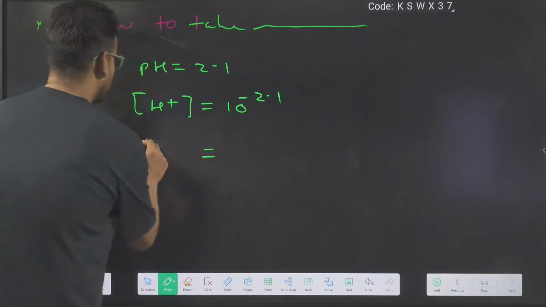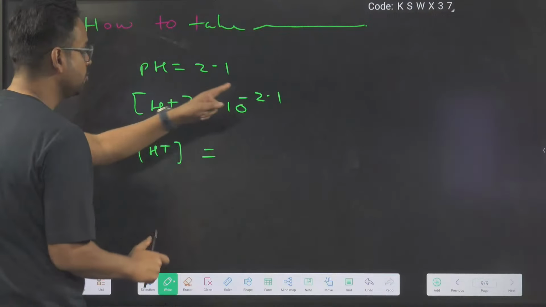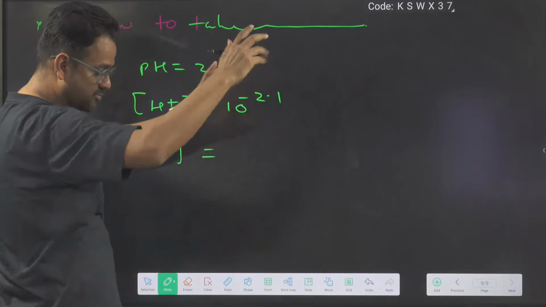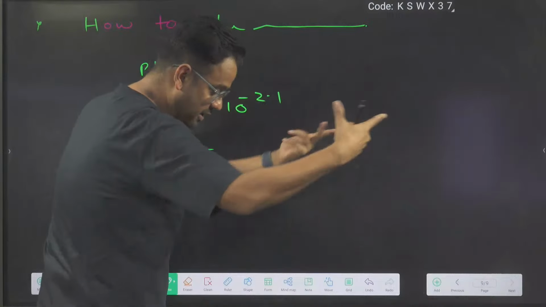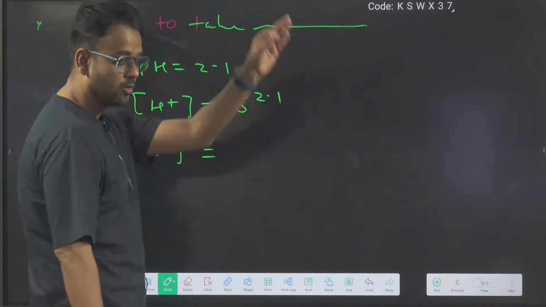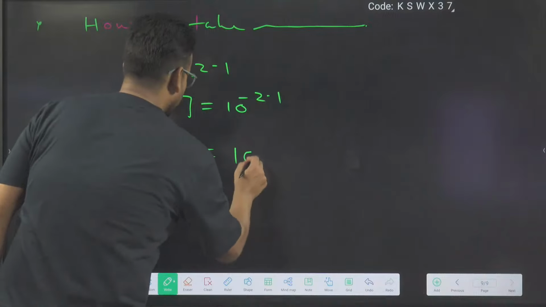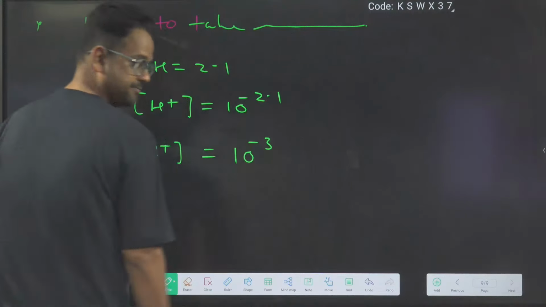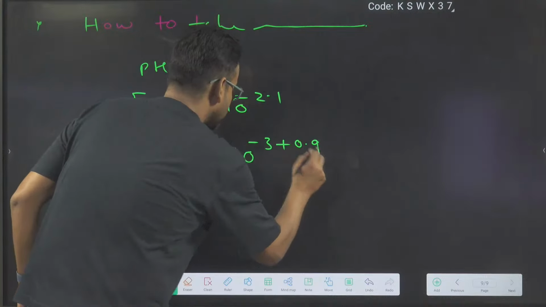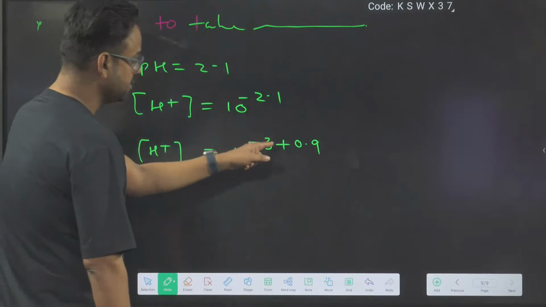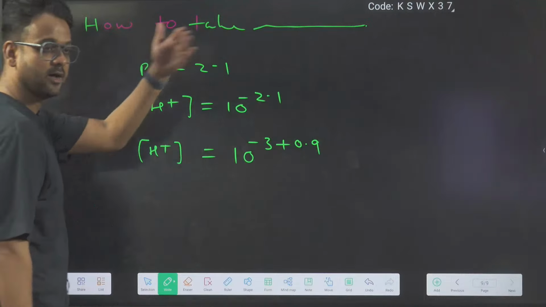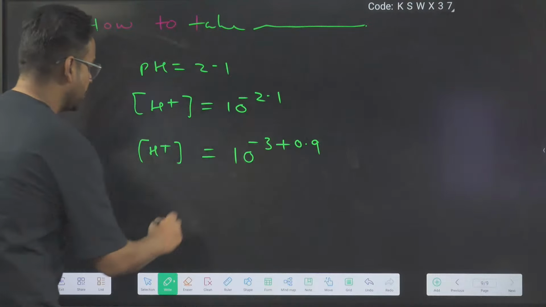So beta, whenever you get a fractional number like this, you break it into the next higher whole number. Like 2.1, you will break as what? 3. Next higher whole number. So you will write over here minus 3. Minus 2.1 is there, so I have written minus 3. And then I will write 0.9. Minus 3 plus 0.9. This is how I will split this 2.1.